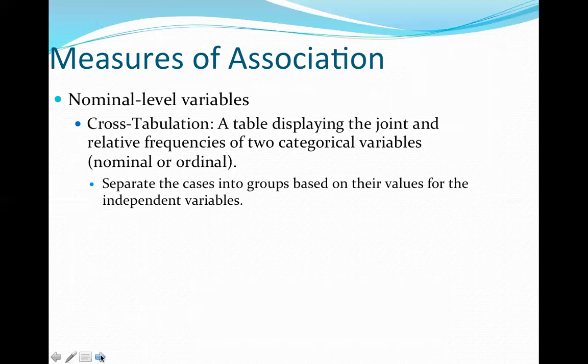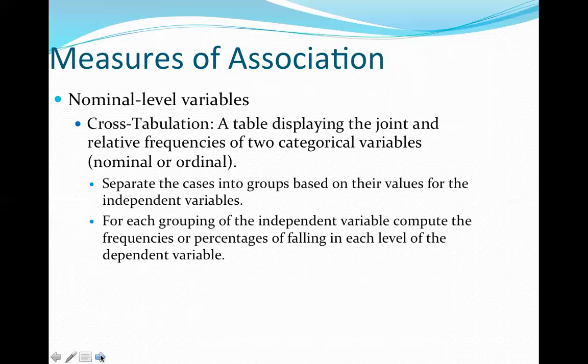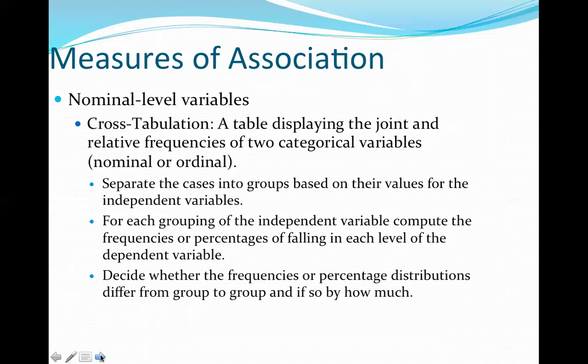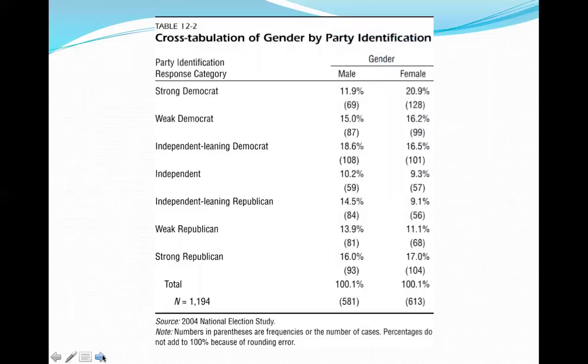So first what you would do is you would separate your variables into groups based on their values for a particular independent variable of interest. And then next, for each group of that independent variable, you compute the frequency of falling into each level of a particular dependent variable. And then looking at these joint frequencies, you can decide whether they differ from group to group, and if they do so, in some meaningful way. So again, I think it makes most sense to just take a look at one to see what I'm talking about.